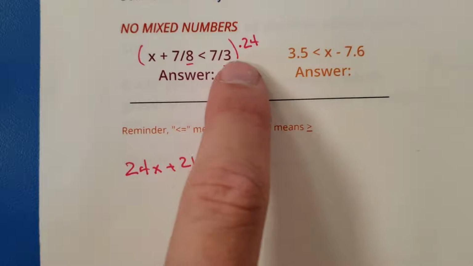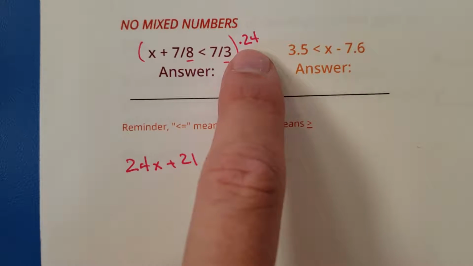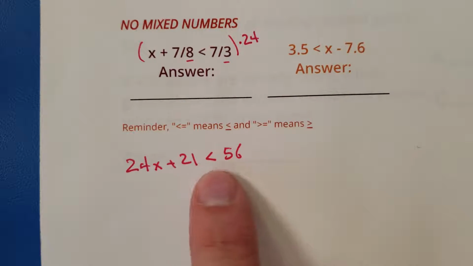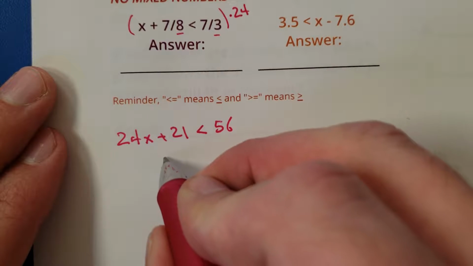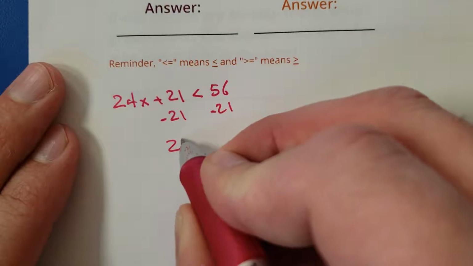If you don't want to mess with fractions, just wax them all out. The first thing that 3 and 8 have in common is 24. Take everything times 24. Goodbye, fractions. Now our life's a little bit better here. Minus 21 both sides, minus 21 both sides.